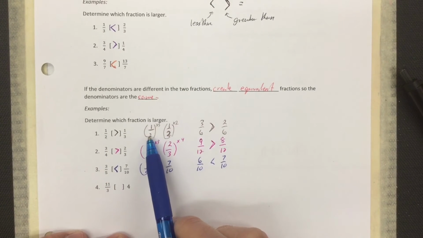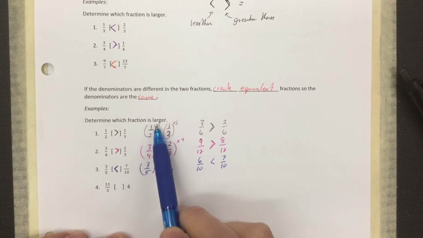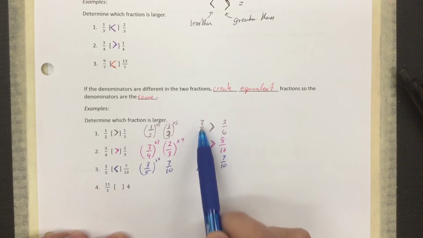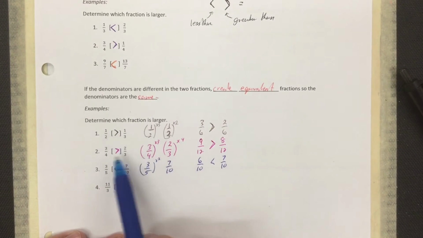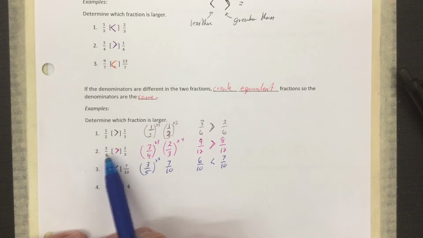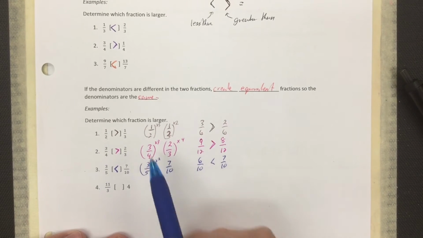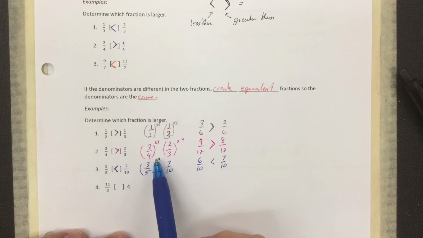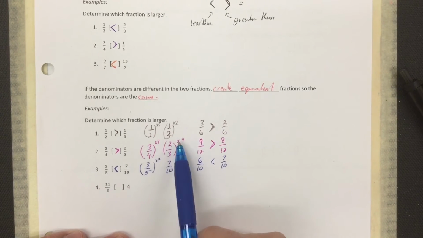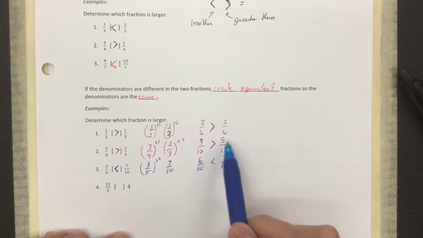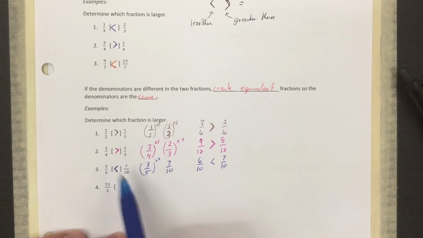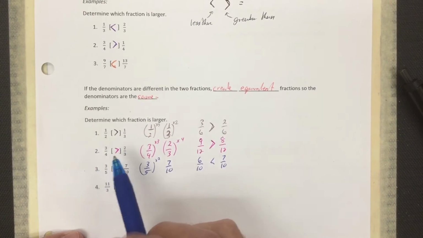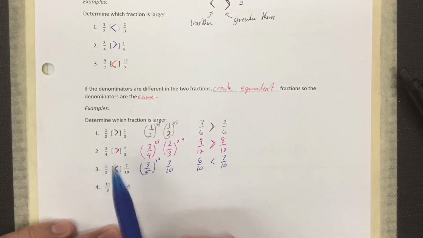You'll notice here we have a 2 and a 3, so we multiply by 3 and multiply by 2 to get 3/6 and 2/6, and 3 is bigger, so that means that 1/2 is bigger than 1/3. Similarly, in this one we have 3/4 and 2/3, and we multiply this time by 3 and this time by 4, to get 9/12 and 8/12. The 9 is bigger, so we put in the greater than sign, meaning that 3/4 is greater than 2/3.